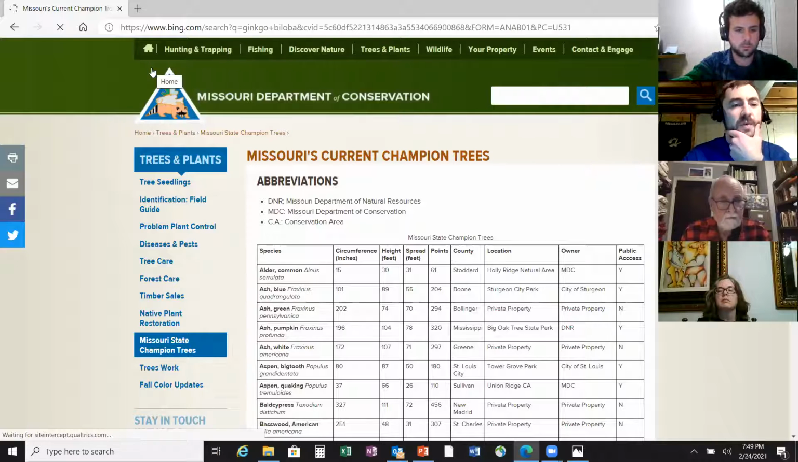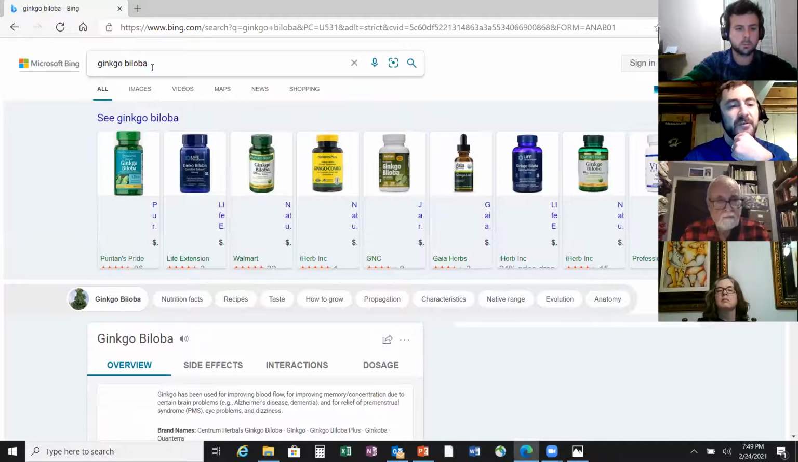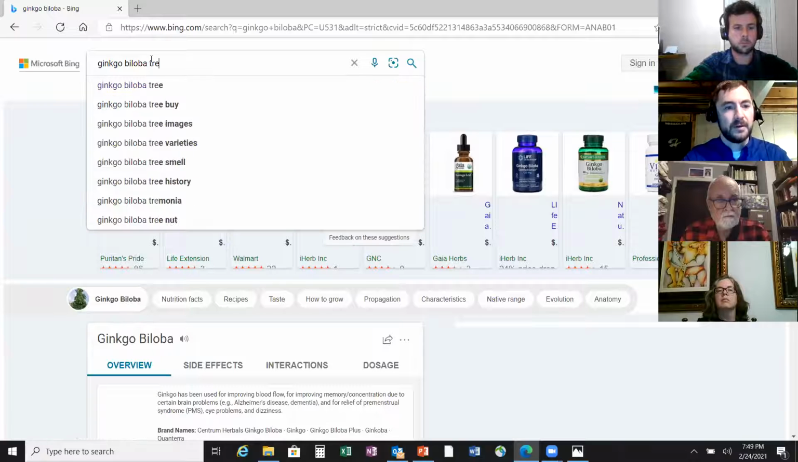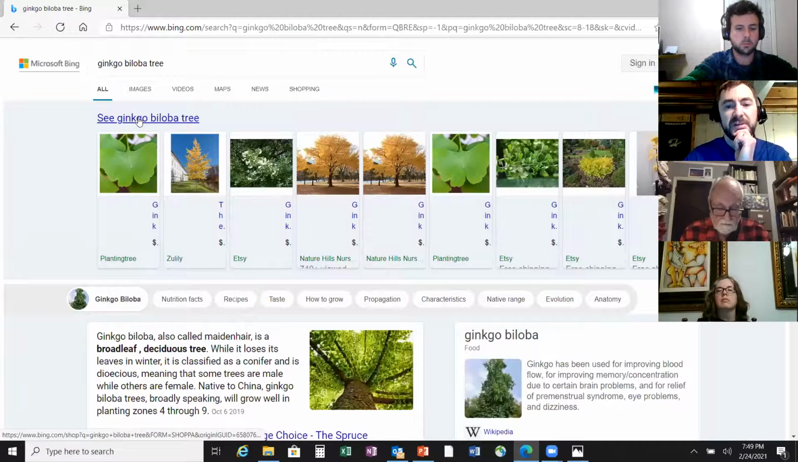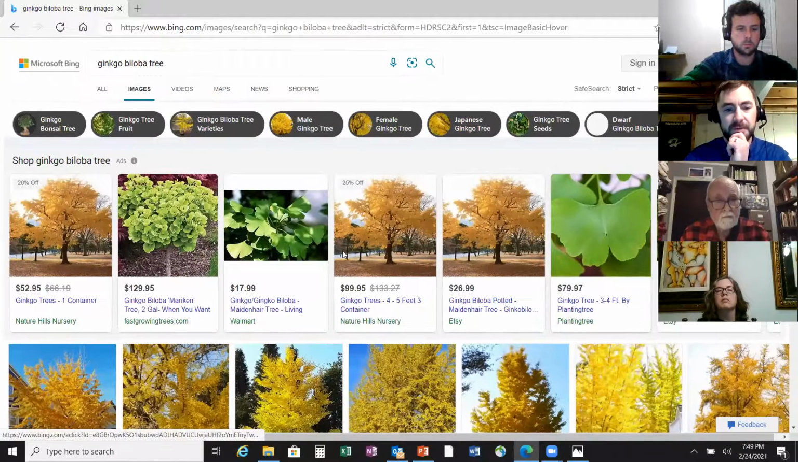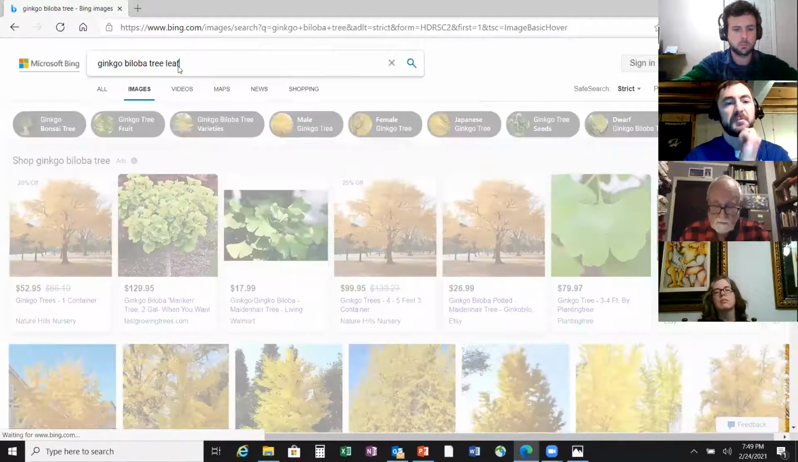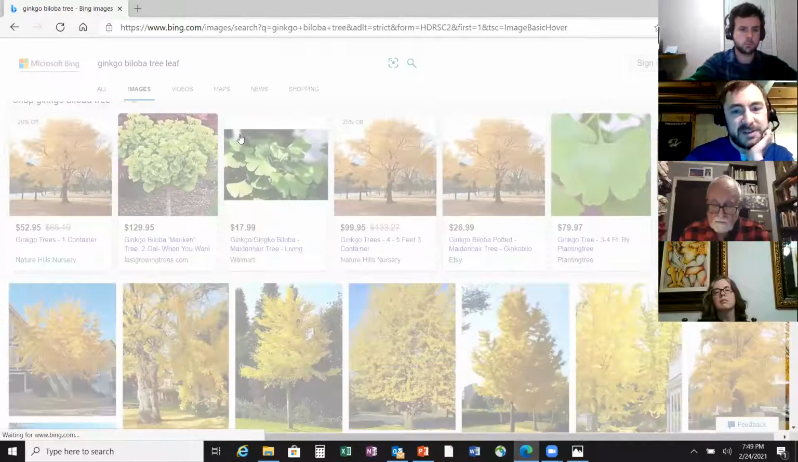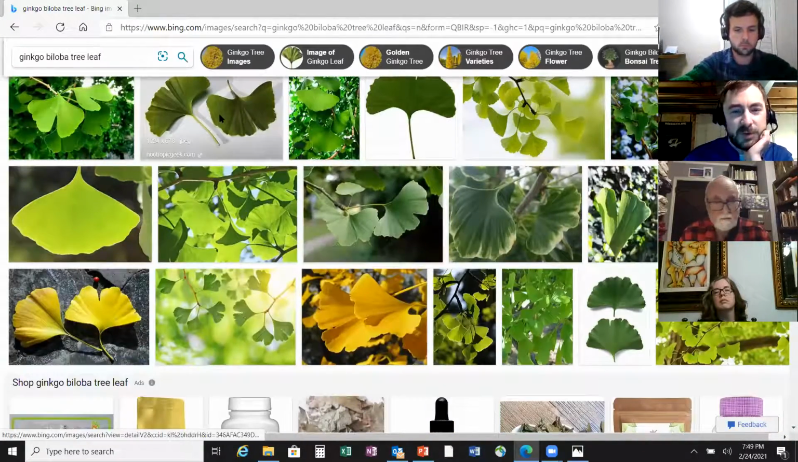So ginkgo is, believe it or not, another one of those deciduous conifers in the fact that you see that fan-shaped leaf and you think, oh, that's just a tree leaf. No, it's more than that. That is actually compressed needles. Which is pretty amazing. I feel like there's a reason it's one of the oldest living tree species, because it's really cool how it's adapted.